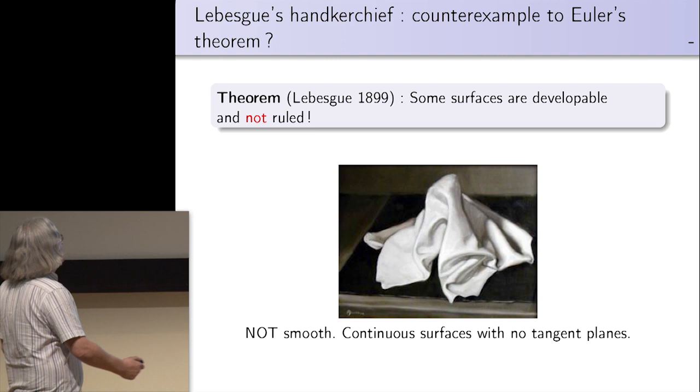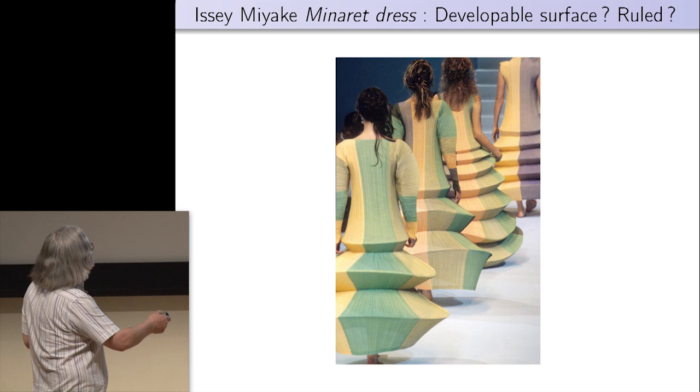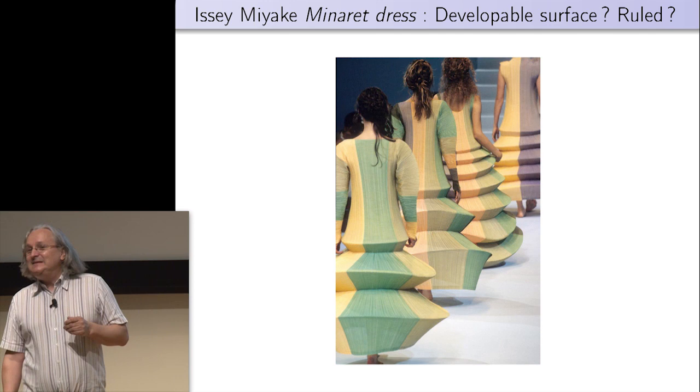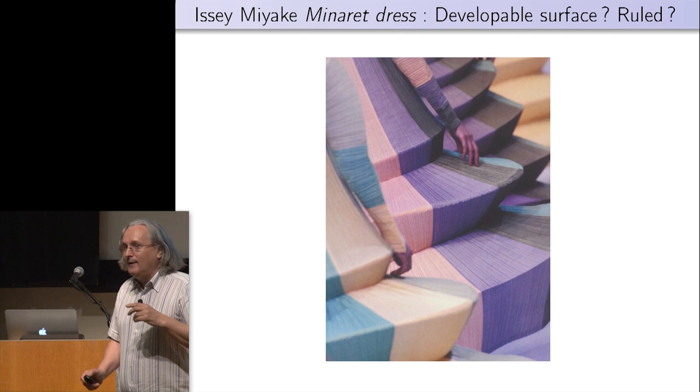So here's a beautiful dress, which is obviously developable. But you could say it is ruled because somehow you see some straight lines, some segments on the dress. It is not smooth along these circles, but on the smooth part, it is ruled. It contains segments. Here's another picture. And just for the pleasure, let's have a look.